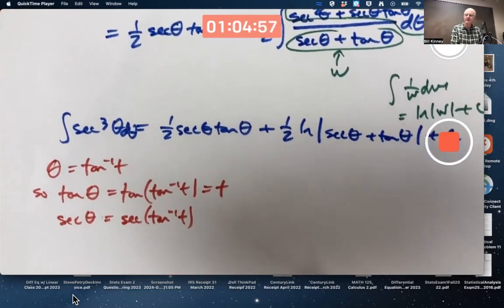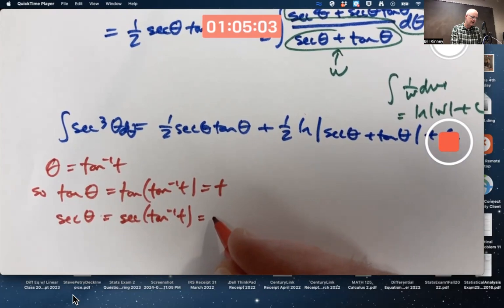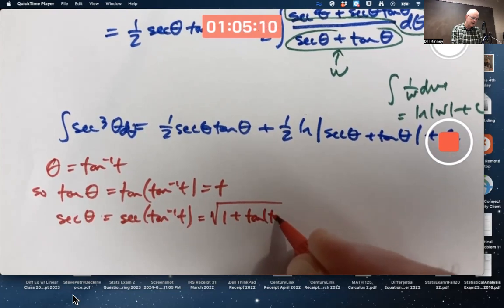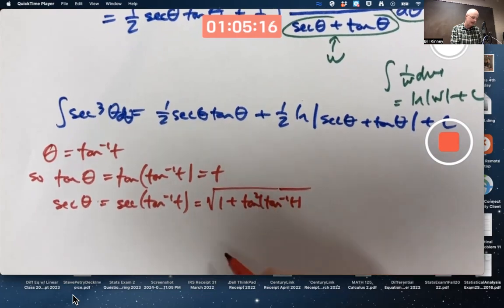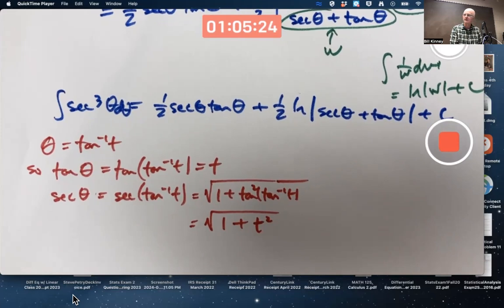I can use a Pythagorean identity, or I can draw a right triangle to help me figure it out. Turns out to be square root of 1 plus tan of inverse tangent of t squared, because I'm using the Pythagorean identity. This simplifies to square root of 1 plus t squared. I guess that shouldn't be surprising because that was the original function we were integrating.